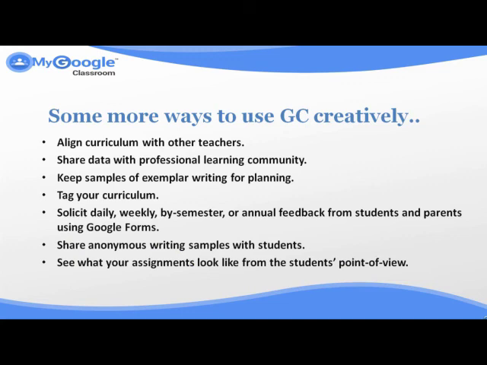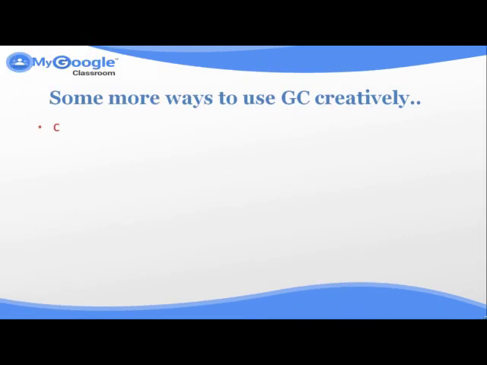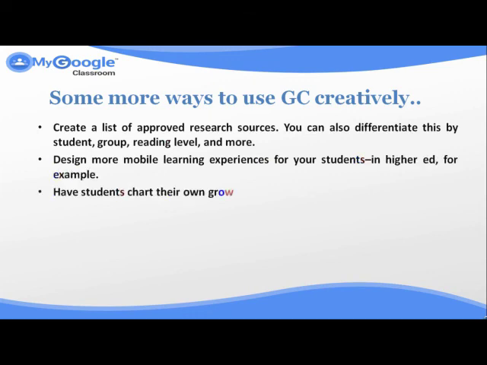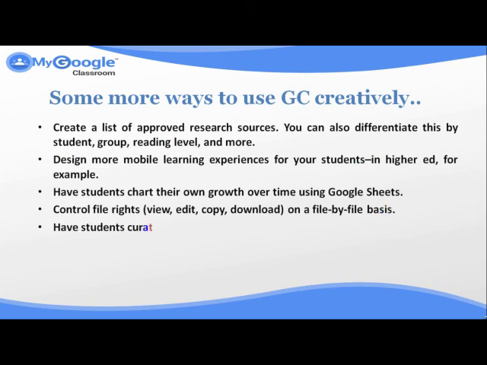Share anonymous writing samples with students. See what your assignments look like from the student's point of view. Create a list of approved research sources. You can also differentiate this by student, group, reading level, and more. Design more mobile learning experiences for your students in higher ed, for example.